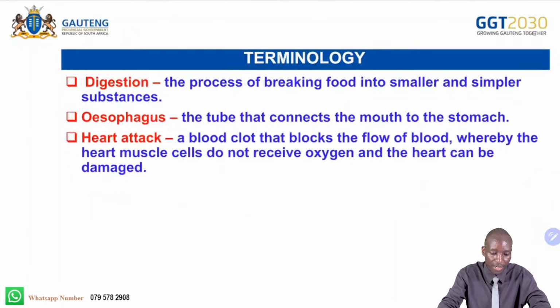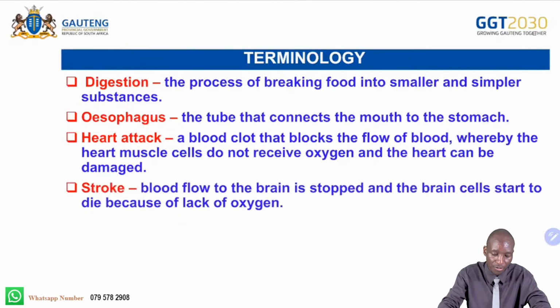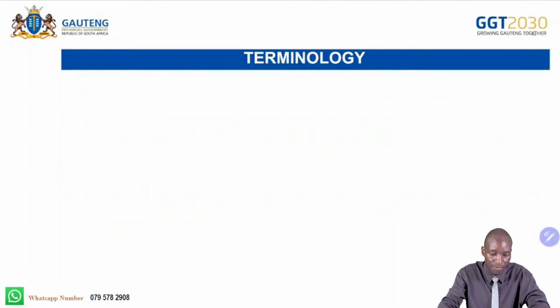What is meant by a heart attack? This is a blood clot that blocks the flow of blood, whereby the heart muscle cells do not receive oxygen and the heart can be damaged. What about stroke? It happens when the blood flow to the brain is stopped and the brain cells start to die because of lack of oxygen. Remember, cells need oxygen to survive.